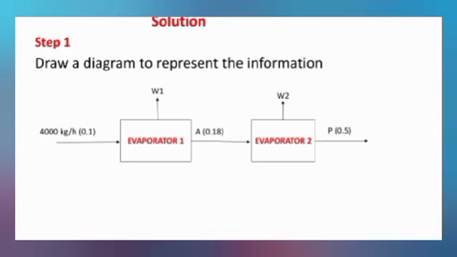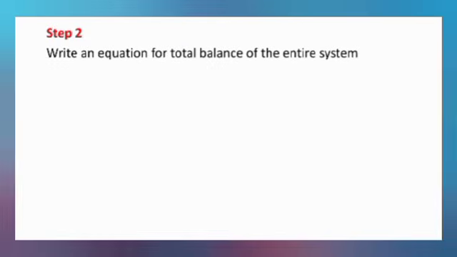After getting your diagram right, you have to move on and write your first equation. That is the equation for the total balance. So the total balance is going to be F equals W1 plus W2 plus P. You might be asking yourself why we have omitted the A. Don't forget that the two systems, evaporator 1 and evaporator 2, are considered as one bigger system. So whatever is entering this bigger system should be equal to whatever is exiting it.